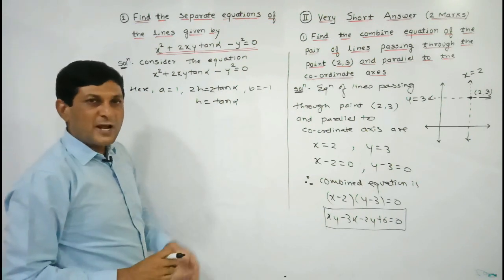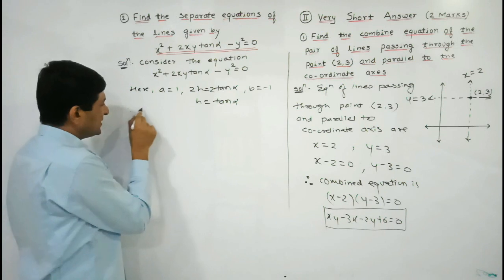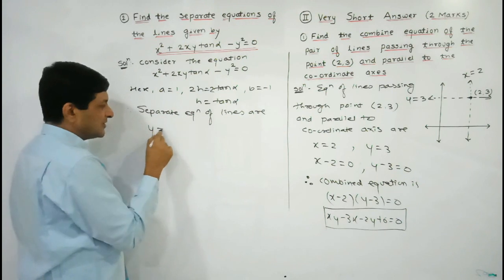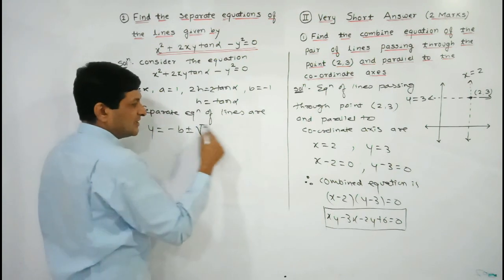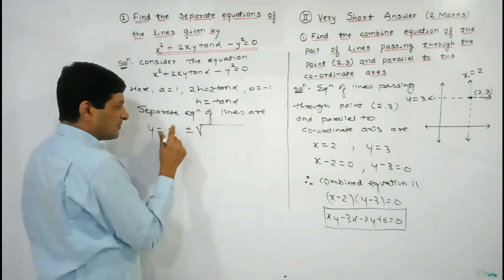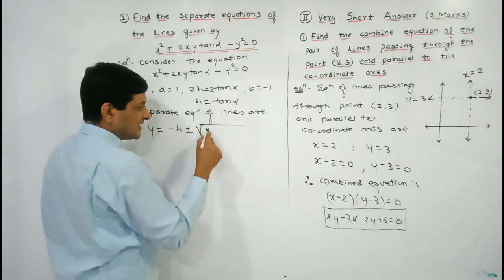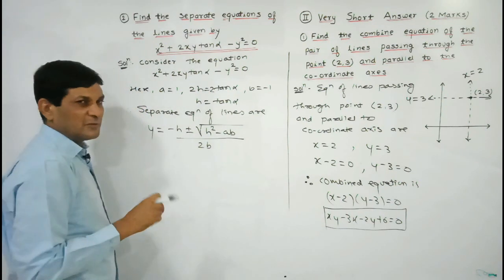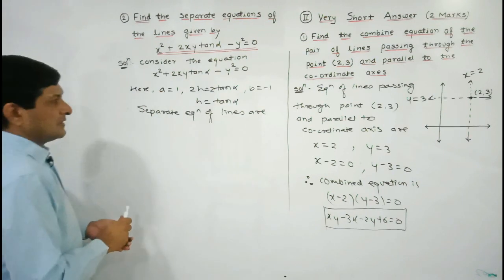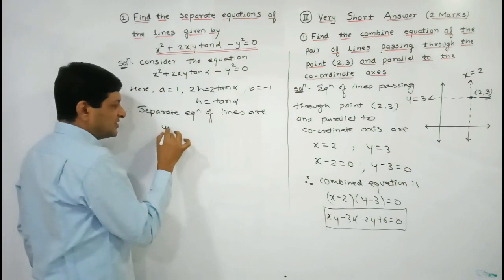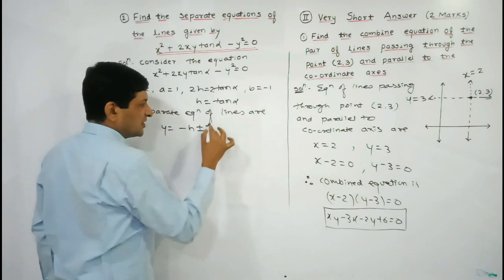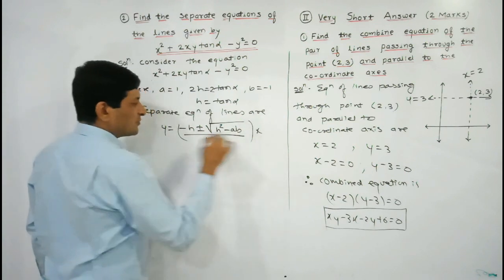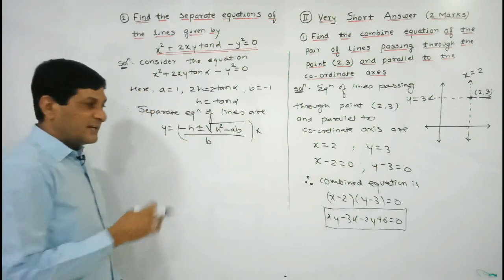So write down the formula to find the separate equations. The separate equations of lines are y is equal to minus h plus or minus under root h square minus ab, upon b, into x. Applying this formula we are able to find the separate equations of lines. Let us substitute the values.